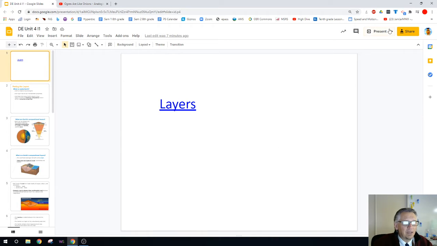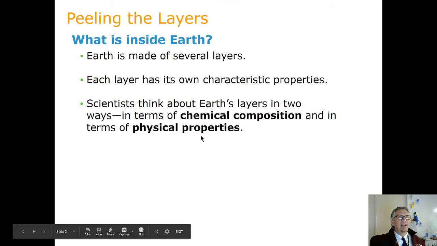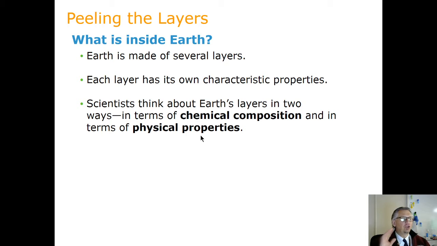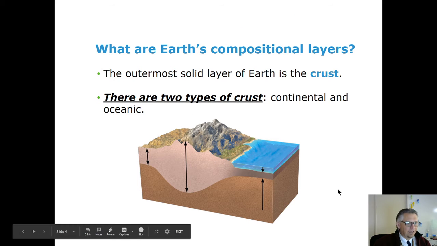Okay, we're going to be talking about layers of the earth. And when we do this, we want to talk about the fact that the layers are broken up into two different categories, whether we're talking about their chemical composition or their physical properties. If we take a look at the chemical composition, it is broken up into three layers: the crust, the mantle, and the core. I'm not expecting you to understand what the chemical composition is, but I need you to understand that there are three distinct chemical variances.